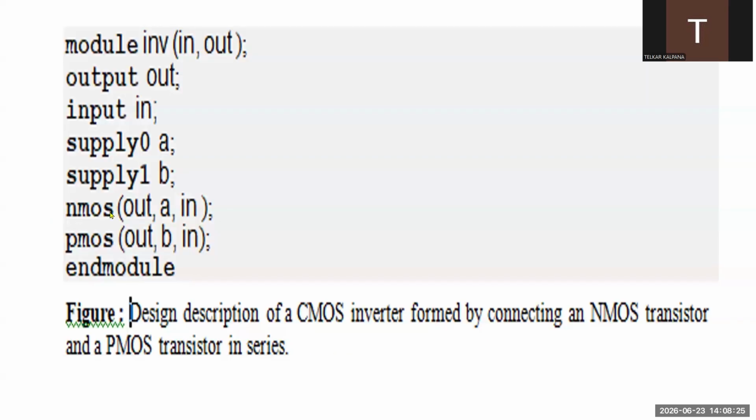So NMOS, within the parenthesis: output, actual input A, and the control input IN. PMOS: output is OUT, actual input is B, and the control input is IN. And we are going to end this particular module.